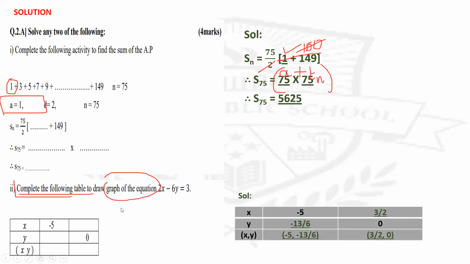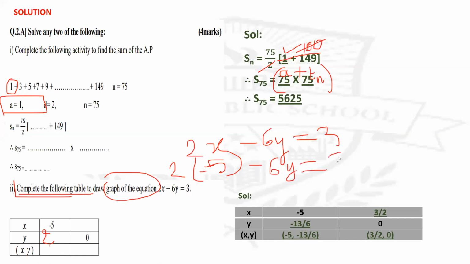Check solution. Now here, when x is minus 5, check. When x is minus 5, what is the value of y? So here in this equation, 2x minus 6y equals 3, you're going to substitute x as minus 5. That is 2 into minus 5 minus 6y equals 3.